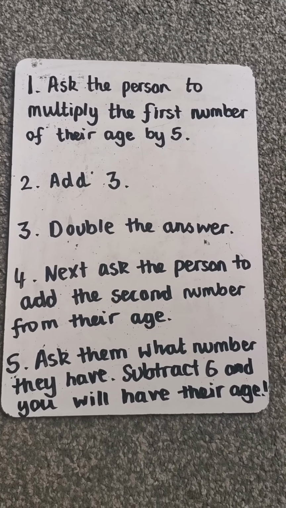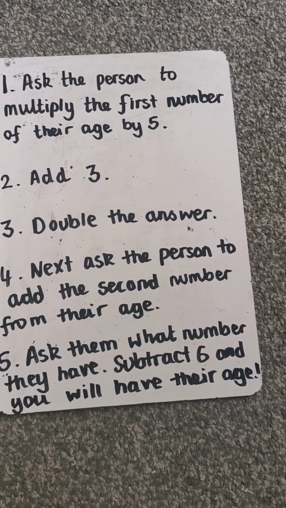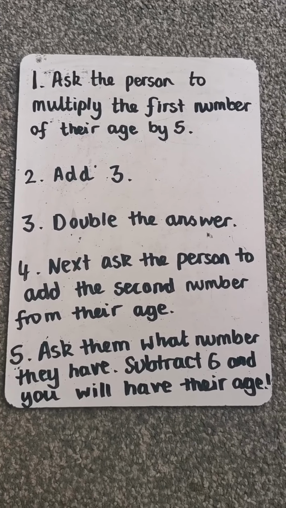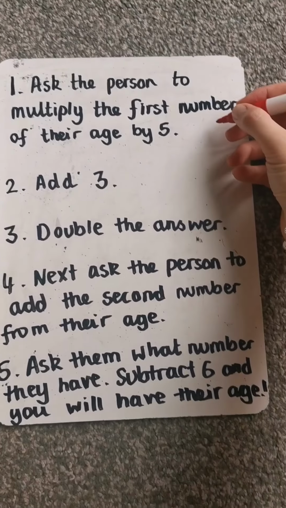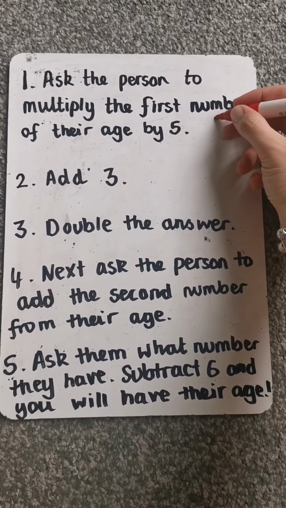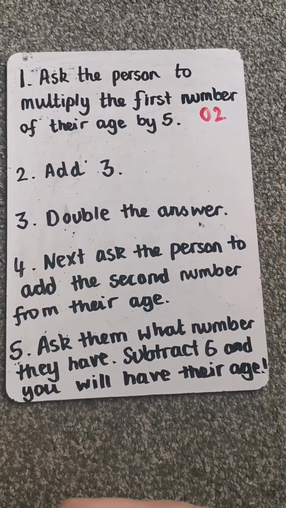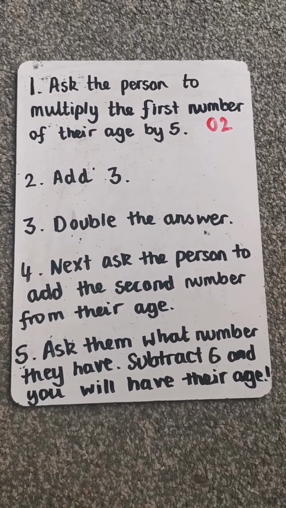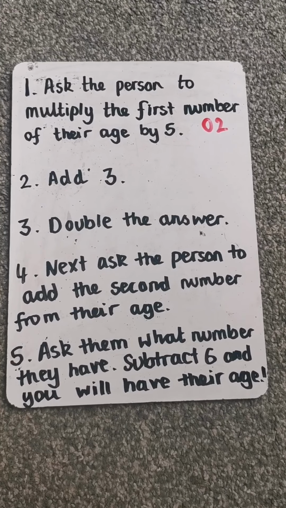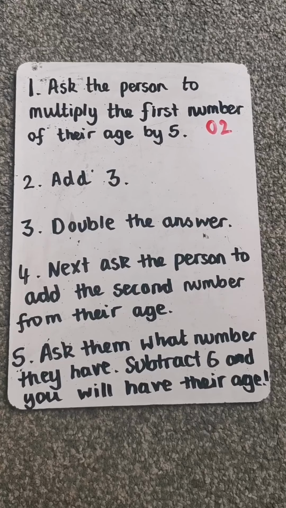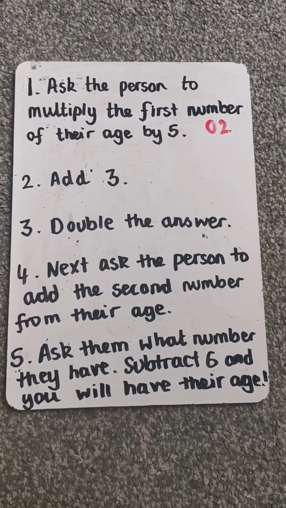If the person is under 10, then the first digit needs to be a 0. So for example, if I do my son's age, he's 2, then I would have 0 and 2 as the starting age. And then you just follow the same steps. If the person is over 100, then it will be both of the first 2 digits. So if they're 103, you'd use 10.